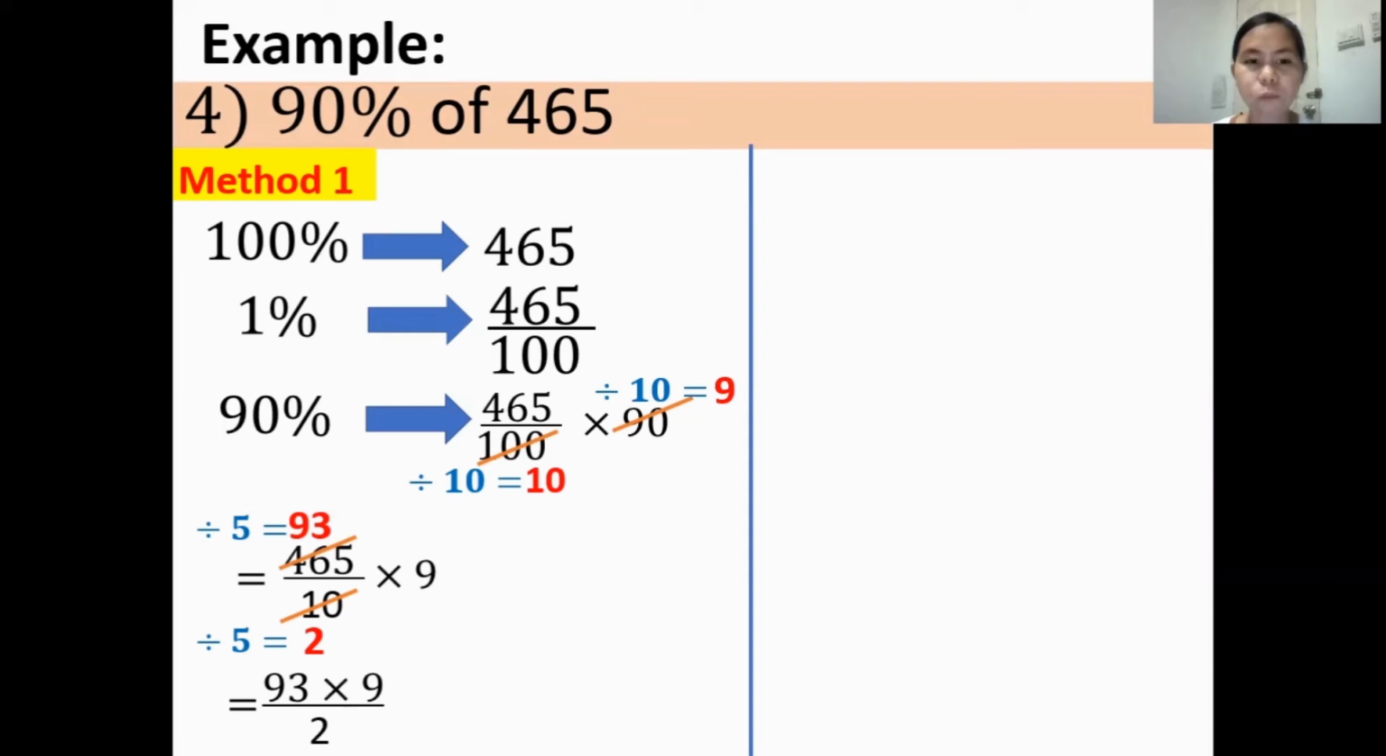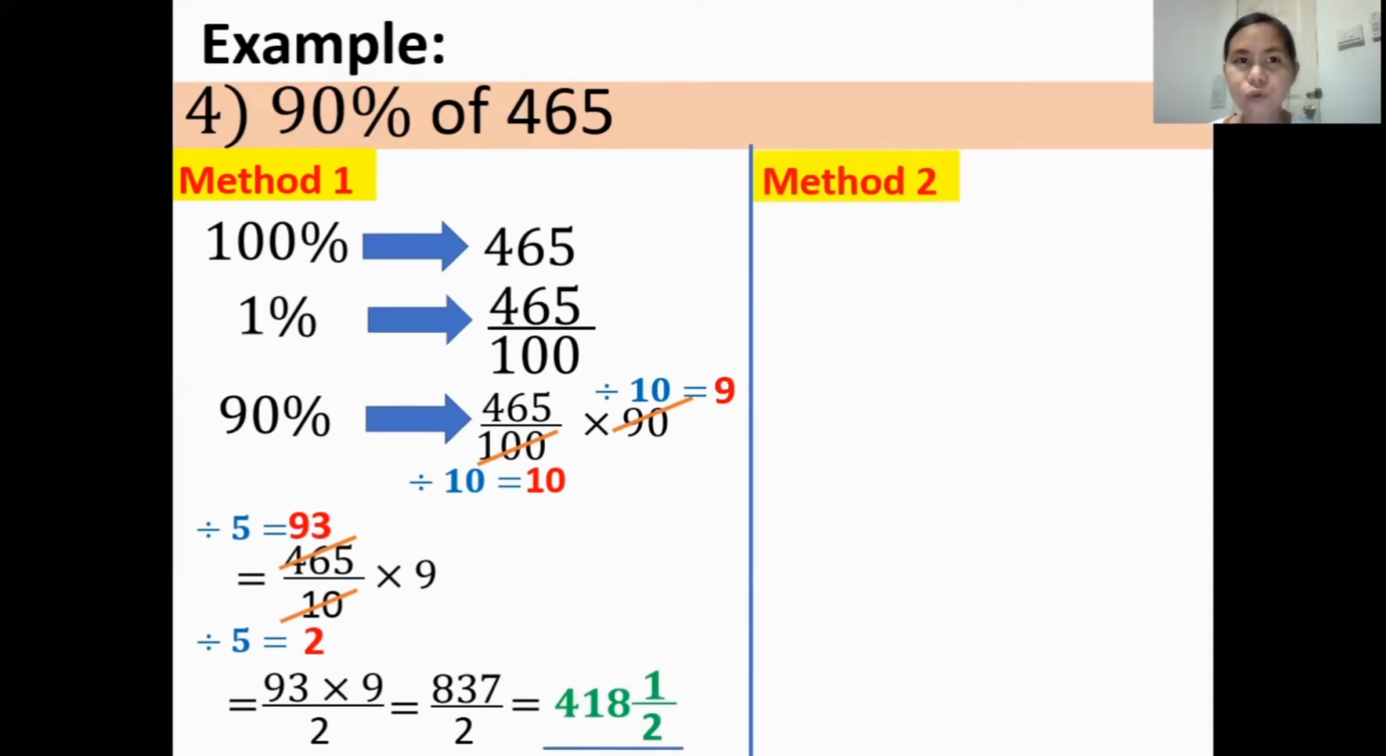So first, we need to multiply the numbers in the numerator, which is 93 times 9 equals 837 over 2. So again, using the long division, 837 divided by 2 is equal to 418 and 1 over 2.